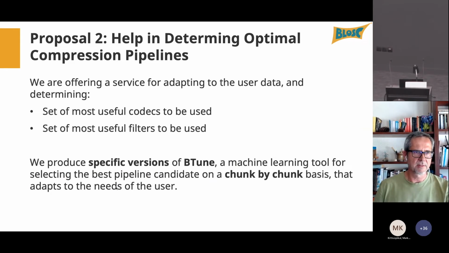Also, let me show you briefly a second proposal, in that the Blosc team can provide help in determining the optimal compression pipelines. Especially because we would like to help people or teams to start using the most useful codecs and filters as well. So for that, we are producing specific versions of Btune, which is a machine learning tool for selecting the best pipeline candidate on a chunk by chunk basis that adapts to the needs of the user.